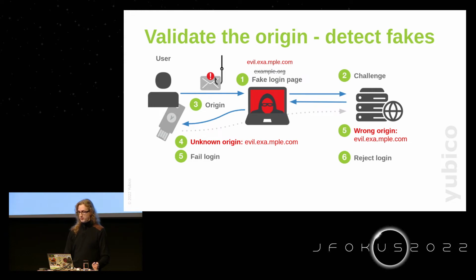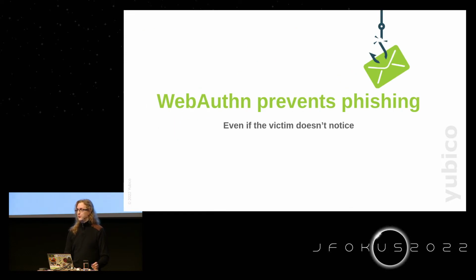And that, in short, is how WebAuthn prevents phishing, even when other kinds of 2FA don't. And crucially, even if you as a victim don't notice anything wrong, because the browser can talk to the authenticator and decide together, okay, this is the site we're logging into. And even if you as the human don't notice anything wrong, the machines will notice something wrong. And that is what really sets WebAuthn apart from other kinds of 2FA.